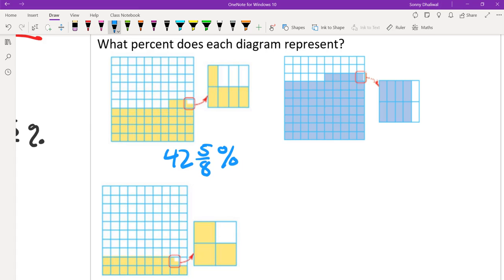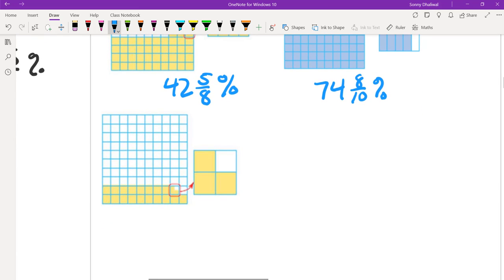Henry, since you're having a good old time. 74 and 8 over 10%. Yeah, 8 over 10%. Thank you, Henry. All right, Bella. What do we have? 18 and 3 over 4. Mine was 27. All right. Please let us know.